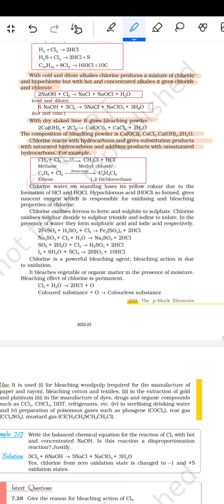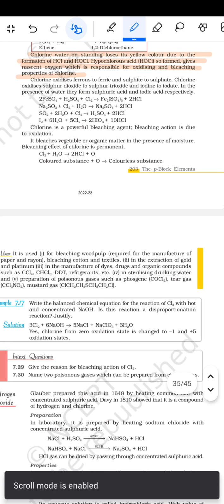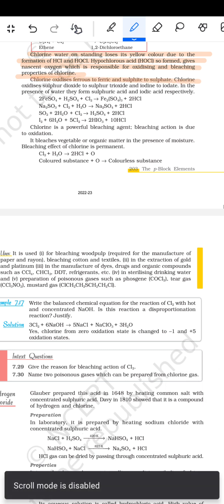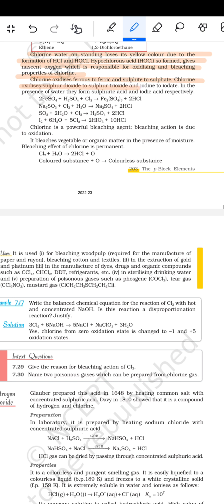Now, chlorine water on standing loses its color due to the formation of HCl and HOCl. Hypochlorous acid HOCl is formed, which gives nascent oxygen, responsible for the oxidizing and bleaching property of chlorine. Chlorine oxidizes ferrous to ferric and sulfide to sulfate. Chlorine oxidizes sulfur dioxide to sulfur trioxide and iodine to iodate. In the presence of water, they form sulfuric acid and iodic acid respectively.